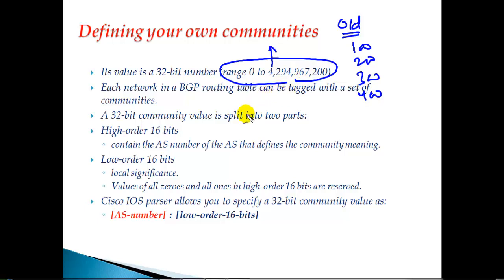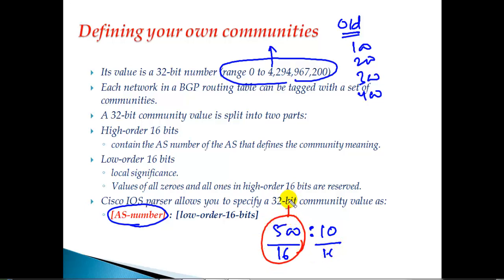Nowadays, most of the new IOS supports the new method of tagging the routes, where you can define in this format. You can say something called 500:10. So this is your 16-bit, and this is your 16-bit. Mostly your first 16 bits define your autonomous system number, from where the routes are originating, maybe the customer autonomous system number, and in that customer autonomous system number you can use any number defined. So this is a new method of tagging the routes.